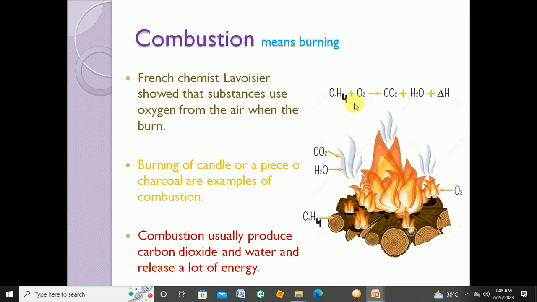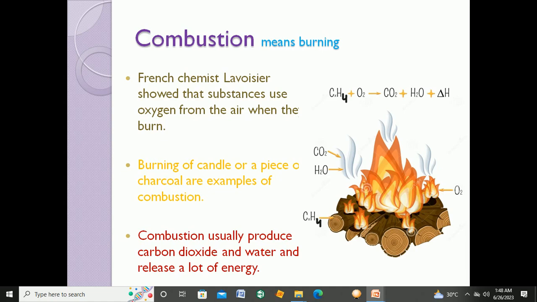Here is an equation of the combustion of methane. Methane plus oxygen converts to carbon dioxide. As we have told, carbon dioxide and water are produced in the process of combustion, plus a lot of energy is released. This delta H is basically that amount of energy, shown by the delta H in this equation. So this is basically the process of combustion, and you have to learn the equation of the burning of methane. Basically, when methane burns, carbon dioxide and water are produced, and the equation looks like this.